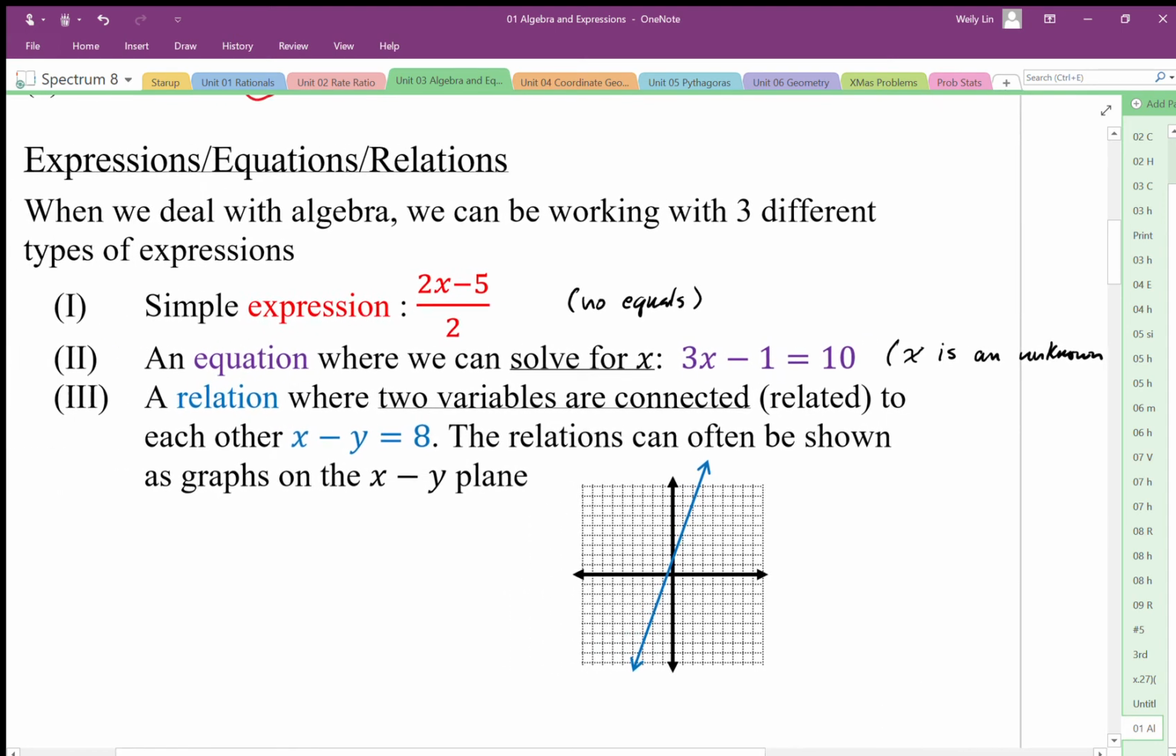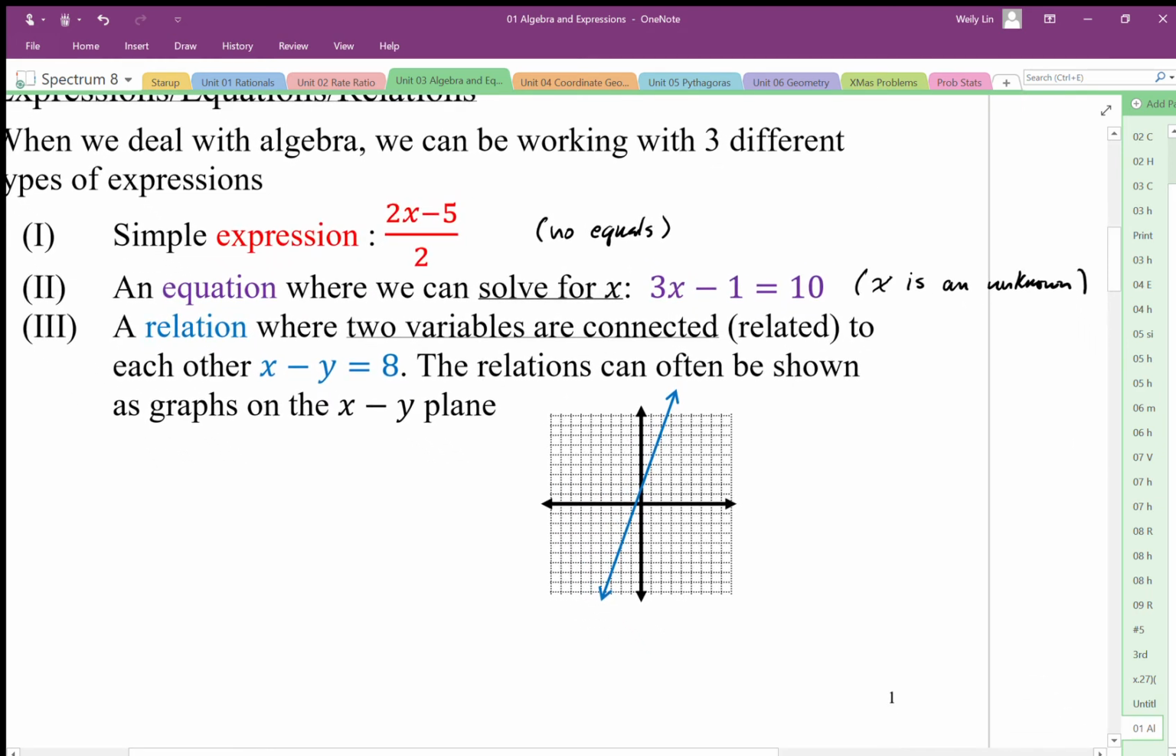Okay, and the last one is a relationship. A relationship is when we have two variables, and they're connected in an equation. If I have two variables not connected in an equation, so for example, I could do 2x plus y divided by 2, this would be an expression. Maybe I'll do that in red to show that it is an expression. It has two variables, but it's still an expression.